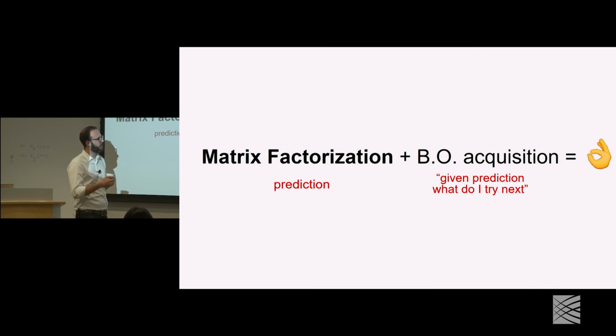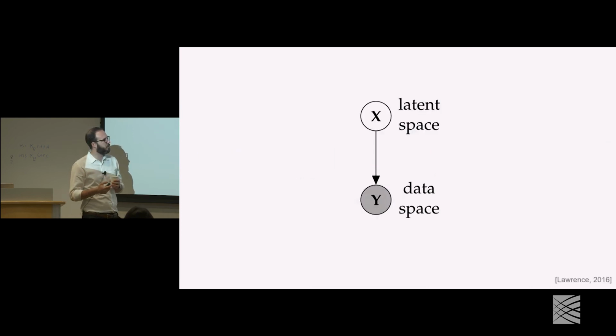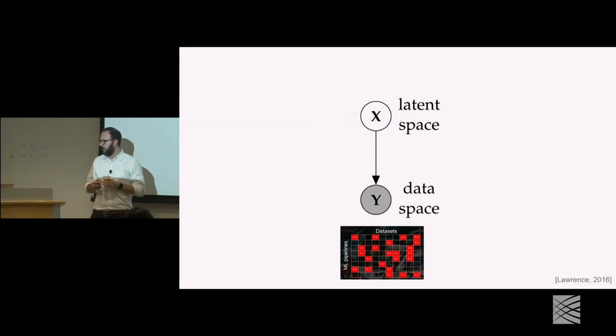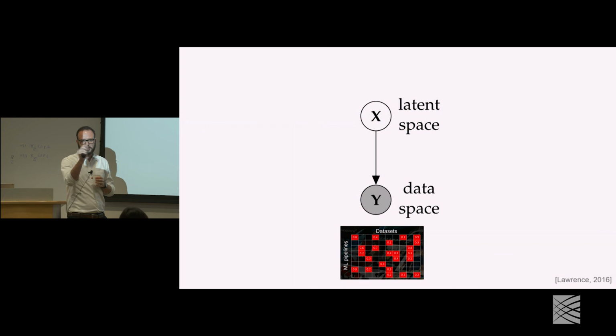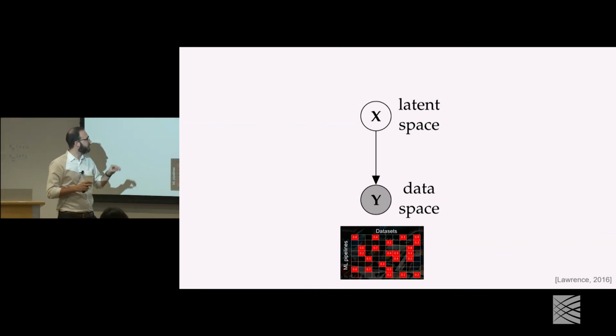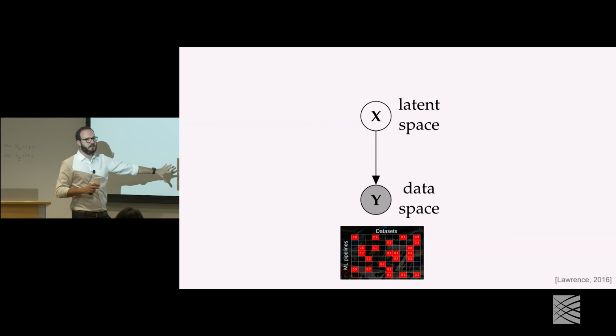So let me go a little bit more in detail about the matrix factorization part. The idea is that we have a data space, which, if you remember, is the set of experiments that you perform and the accuracies that you've gotten, so these red boxes. And there is a latent space. And this latent space is where you can find factors that explain the data in this matrix.